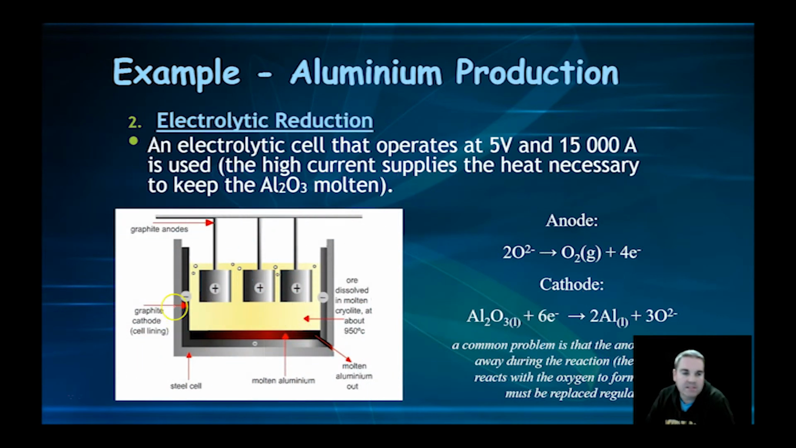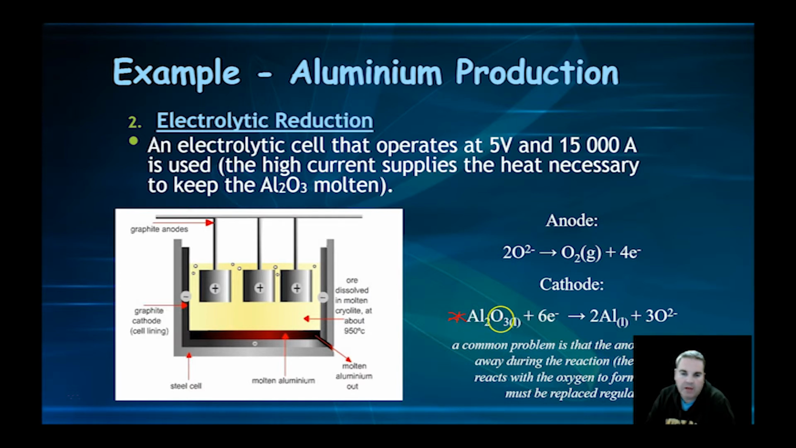And what we use is this big container here. So we have these anodes, graphite anodes, which we put inside. They're graphite, which means they conduct electricity, but they don't take part in any reactions. They're inert. And we have a graphite cathode here as well. The cathode here is where our aluminium is going to be produced by this reaction here.